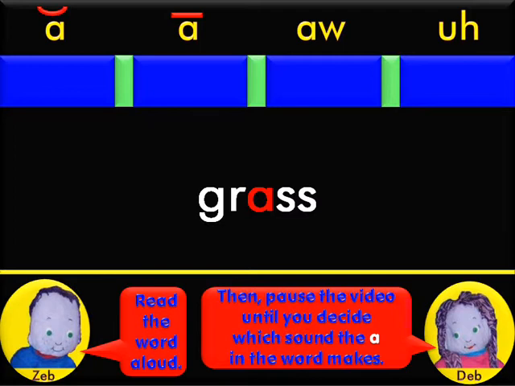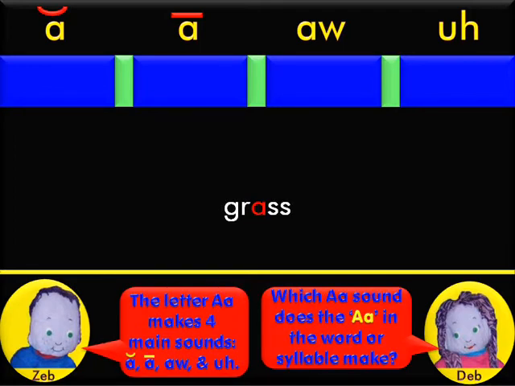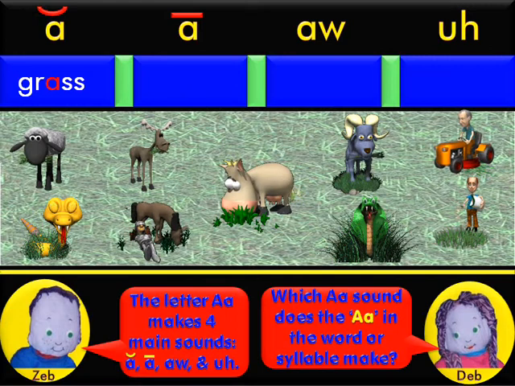Repeat after me. Grass. Now, have your teacher pause the video. Which sound does the A in grass make? Read it with me. Grass. Did you decide which slot that word's going to float into? Let's see if you're right. Did you get it? I bet you did. Good job. Grass.